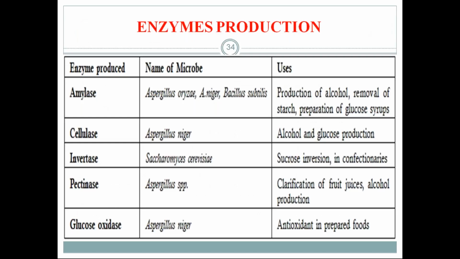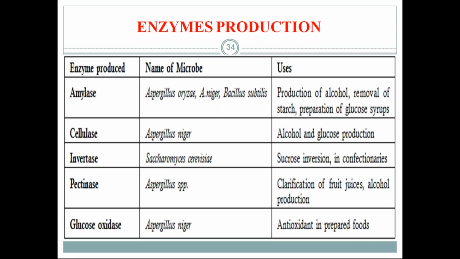Now enzyme production is one of the important factors as far as microbial fermentation at industrial level is considered. Now see, the amylase enzyme is produced by the microbes Aspergillus oryzae, Aspergillus niger, and Bacillus subtilis, and used for the production of alcohol and all that. Cellulase is produced by Aspergillus niger, used for alcohol and glucose production.